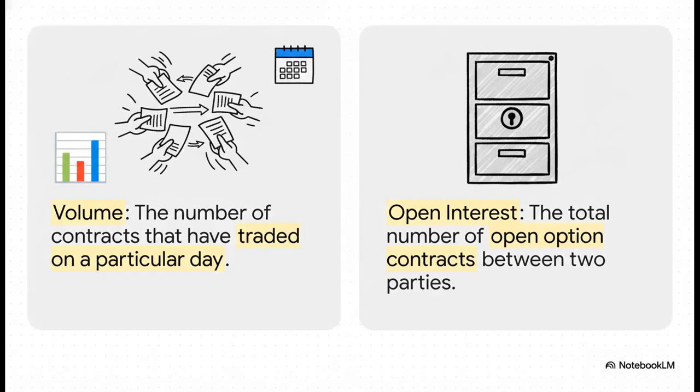Next, you want to look for signs of life, for activity. Volume tells you how many contracts have been traded today. Open interest tells you the total number of active contracts that exist right now. You want to see high numbers for both. Why? Because it signals a liquid market, which just means it's super easy to buy or sell your option quickly and at a fair price.